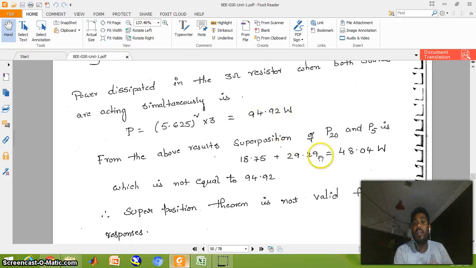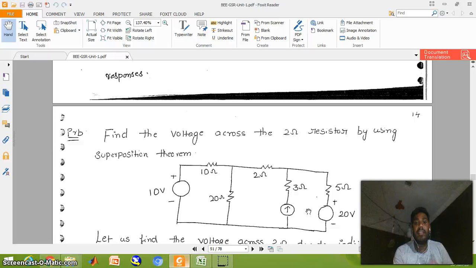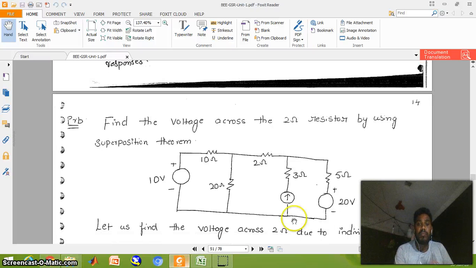So both are not the same, and that is the reason both are not equal. That is the reason the superposition theorem is not valid for power calculation. It is only valid for current calculations. So this is the superposition theorem.